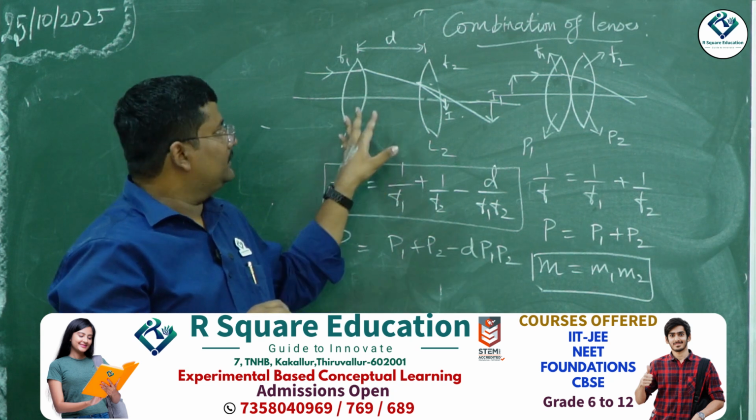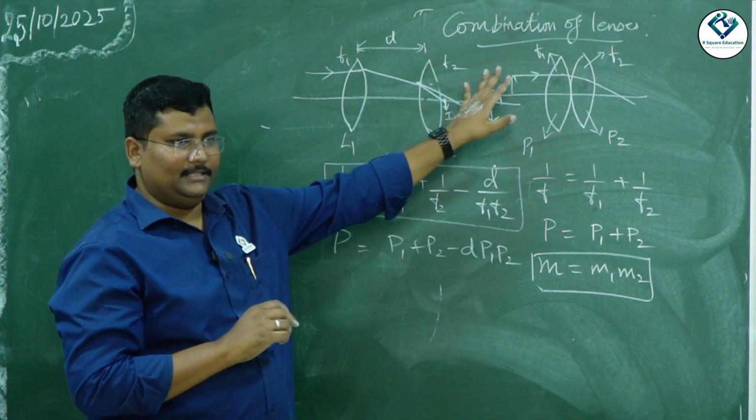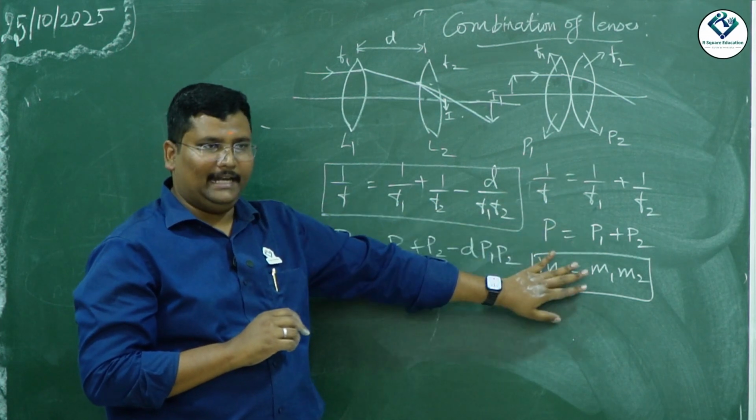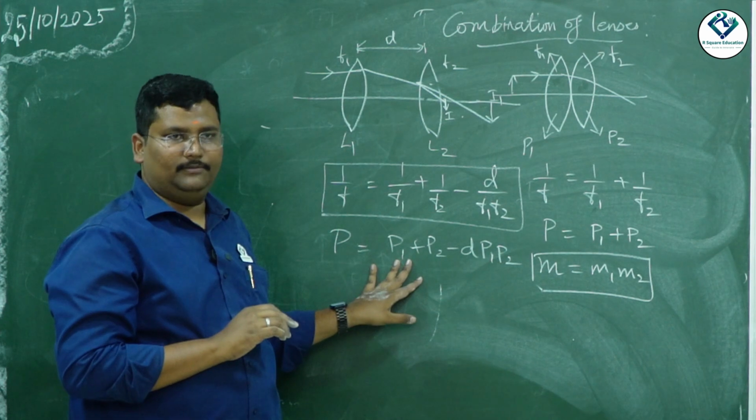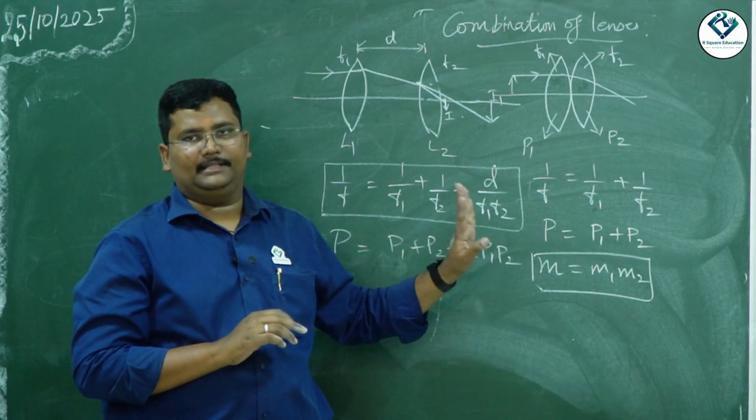Right? So these are nothing but combinations of lenses where the powers are going to add directly if there is no distance of separation, and if you have a distance of separation between two lenses, the power is going to be P1 plus P2 minus d P1 P2.